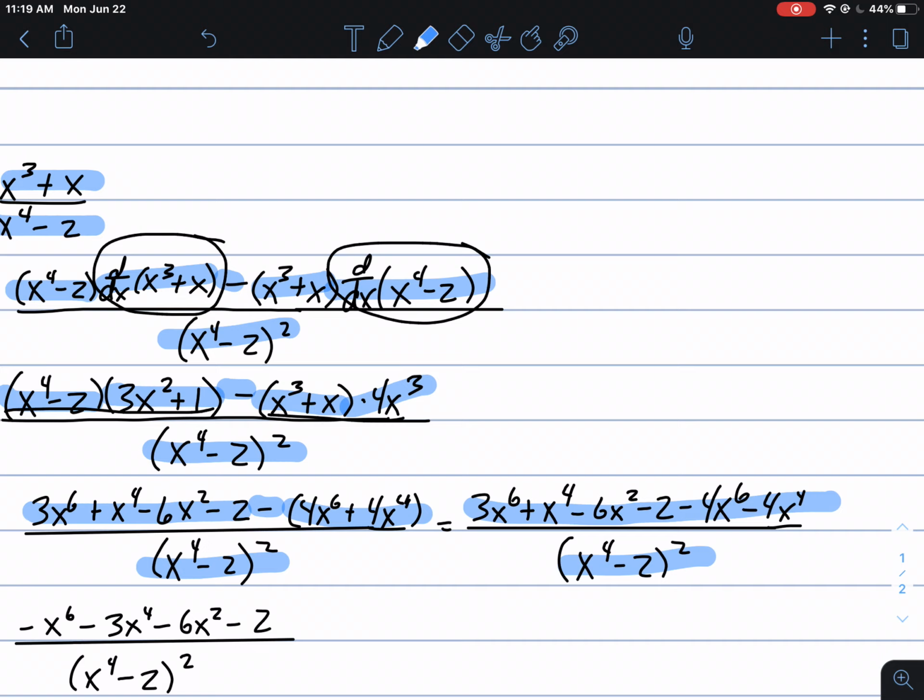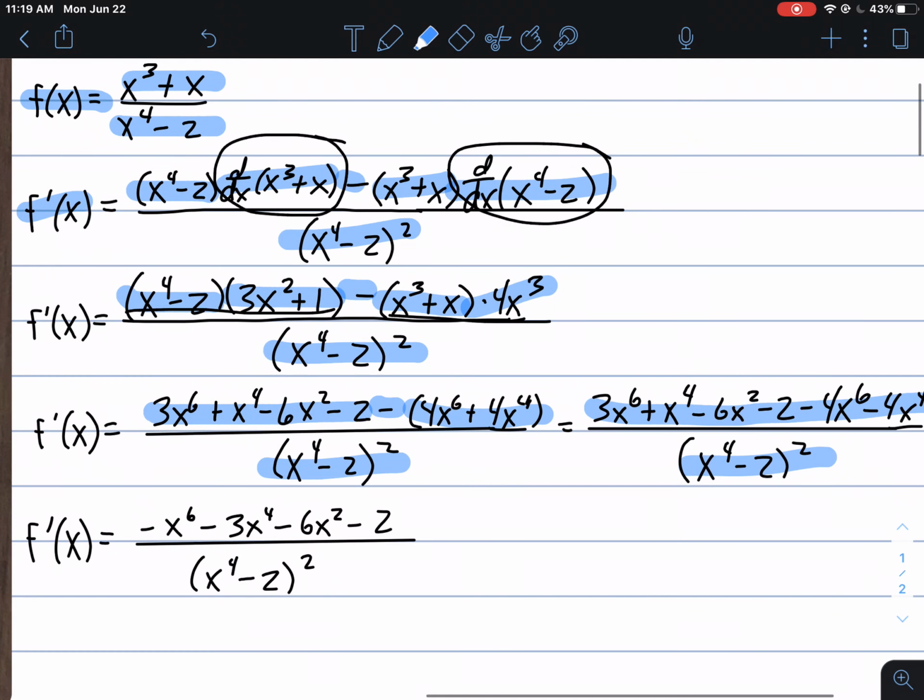But I don't want to multiply all that stuff out and then turn around and have to factor it. So leave it in factored form if it's in factored form, and then check to see if you can simplify it. So once we multiplied everything out, I combined a few like terms up there, and I ended up with f prime of x written in this form: negative 1x to the 6th minus 3x to the 4th minus 6x squared minus 2, all over x to the 4th minus 2 squared.